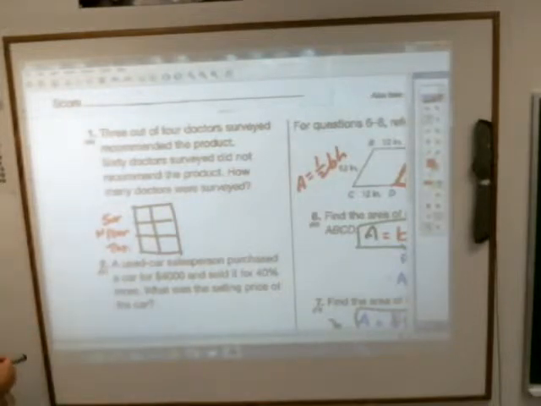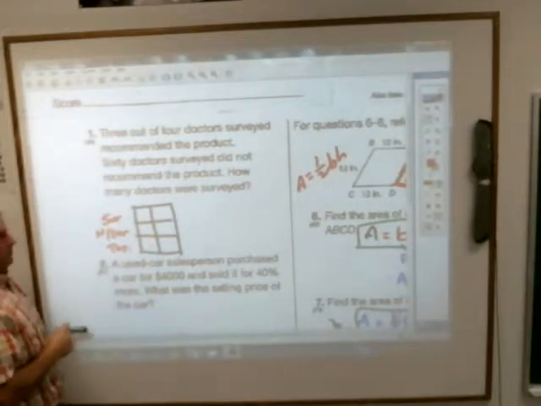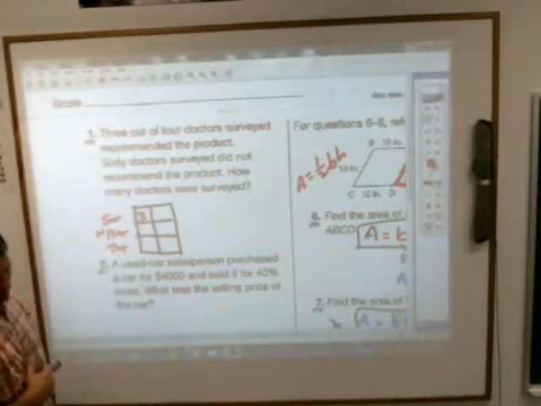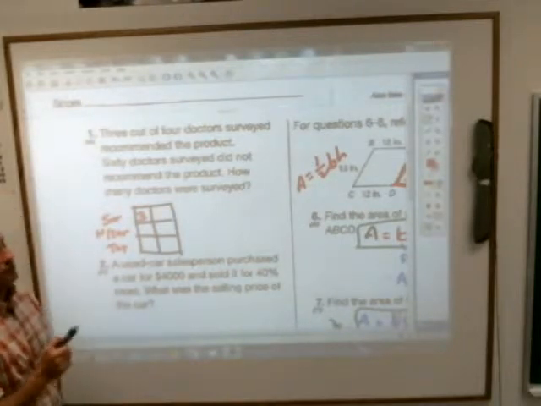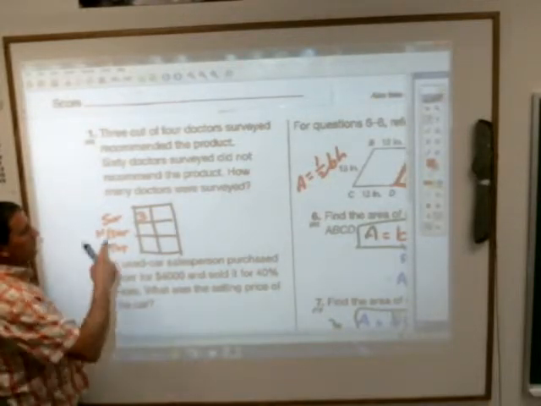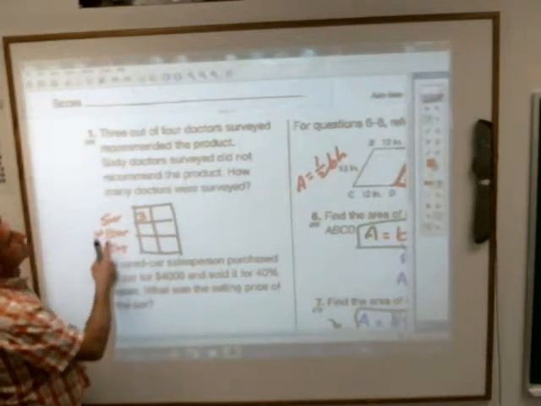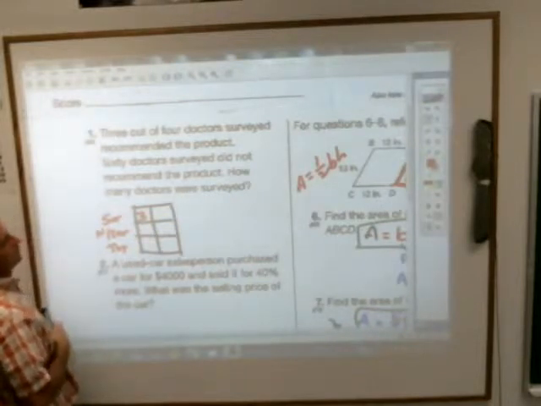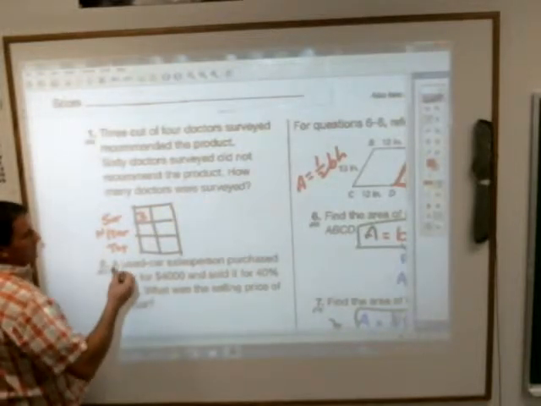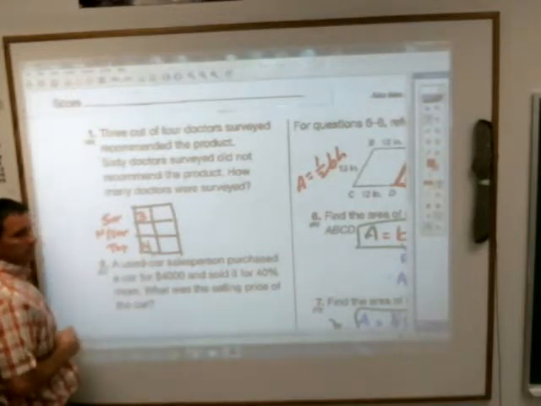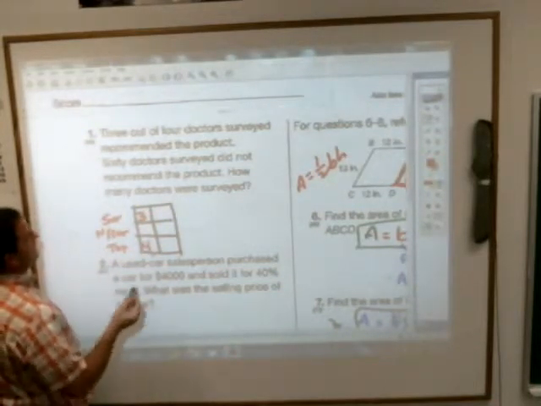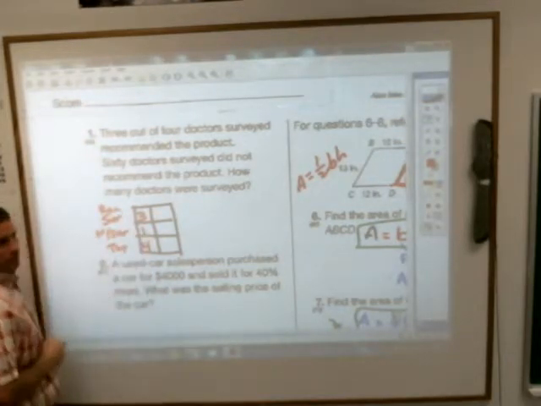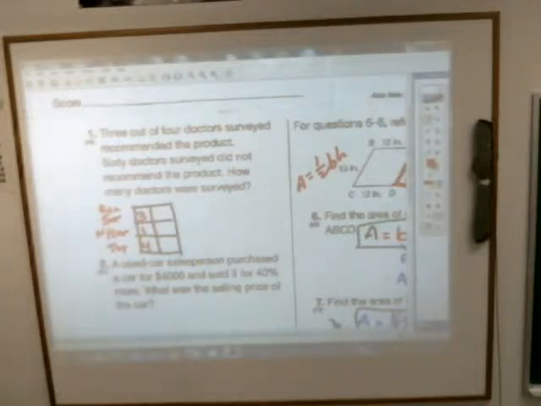3 out of 4 doctors surveyed. So how many total doctors were there? There were only 4 in the ratio. 3 out of 4 surveyed recommended, so these are the ones that recommended, sorry. Not recommended: 1 out of 4 would not recommend whatever it is.